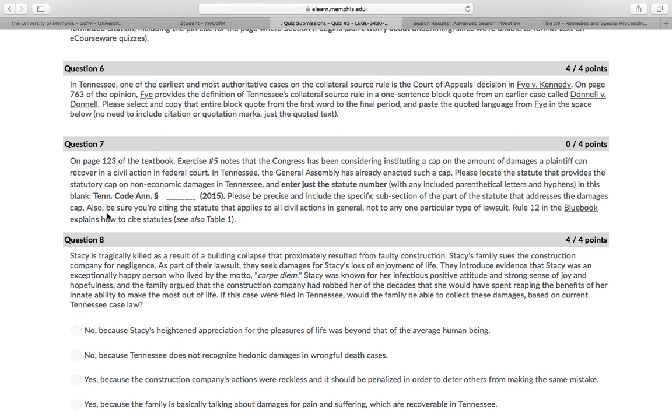I really don't understand how to do that either, because I actually don't have my Blue Book, which I need to purchase. If anyone has an extra one, can you let me know? I wasn't sure on the specific subsection as well.